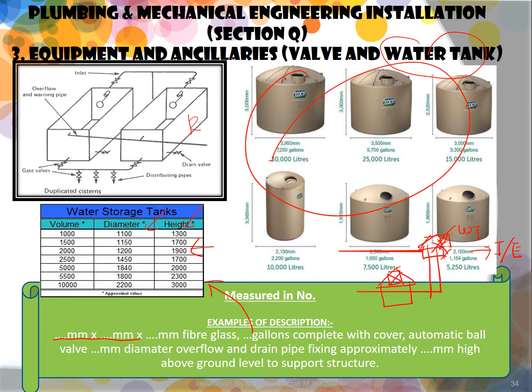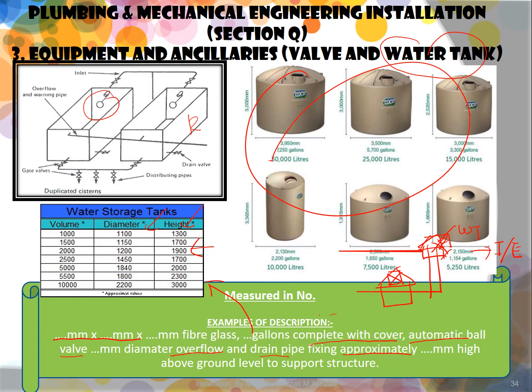Look at the description as well. Continue. This water tank must be complete with the cover and automatic ball valve. You can see the detail, the ball valve is inside this one. Also complete with the overflow pipe. This overflow pipe comes together when you buy the water tank, and the drain pipe as well. Then how the installation is fixed, approximately how many mm high from the ground level or maybe from the ceiling, depends on the location of the water tank itself.